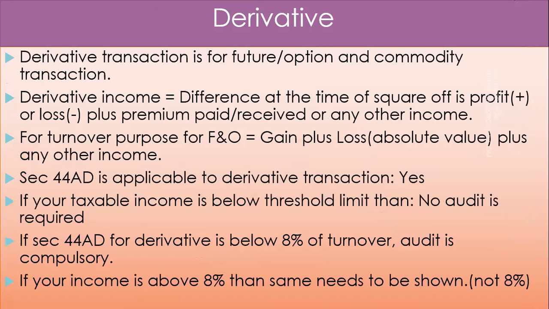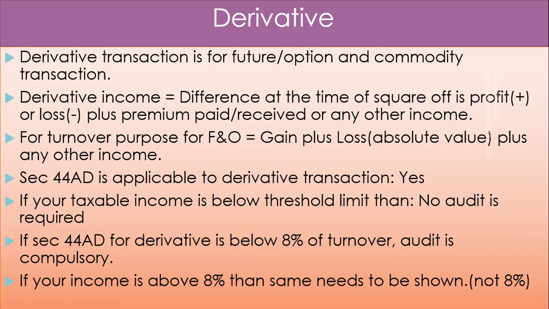Derivative transaction is for futures, options and commodity transactions. A derivative transaction entered through a stock exchange would be considered business profit, and it would be allowable to adjust against income from other sources. Any loss incurred, I can set off for 8 years. Any profit I can adjust against any other income except salary income. Derivative income is equal to the difference at the time of square off, profit or loss, plus premium paid or received or any other income.